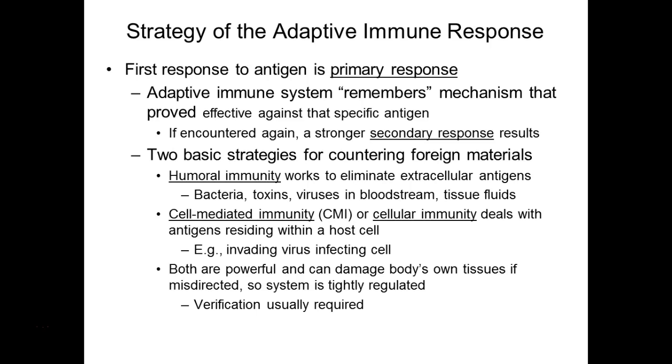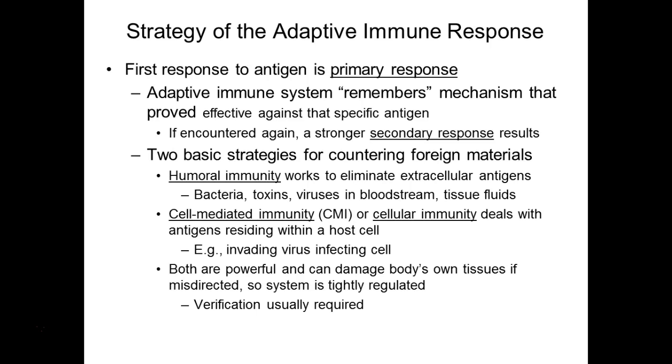Humoral immunity works on eliminating extracellular antigens, right? So when stuff is outside of our cells. Bacteria, toxins, viruses, even at some point, maybe circulating through our bloodstream, our tissue fluids, we want to be able to stop them from getting inside of our cells.